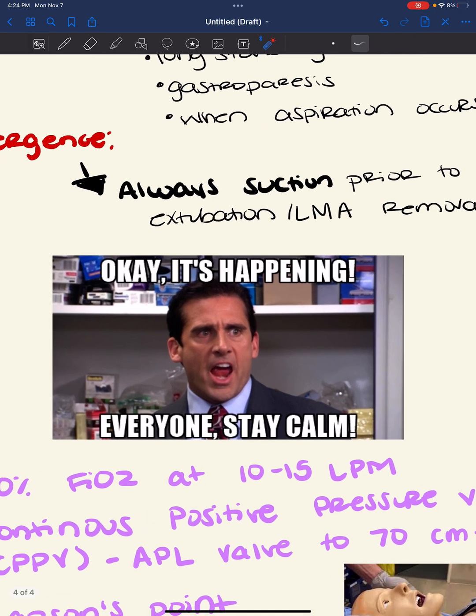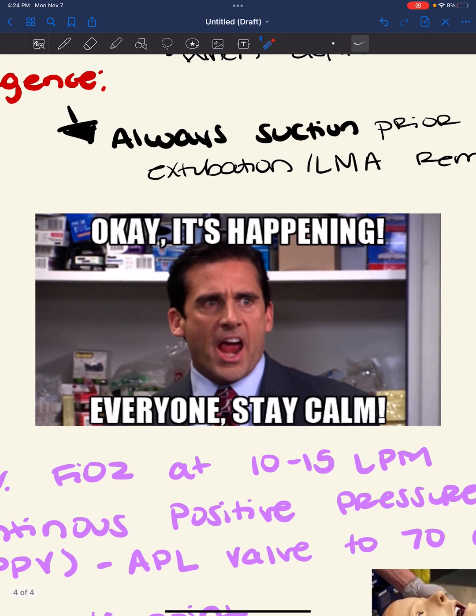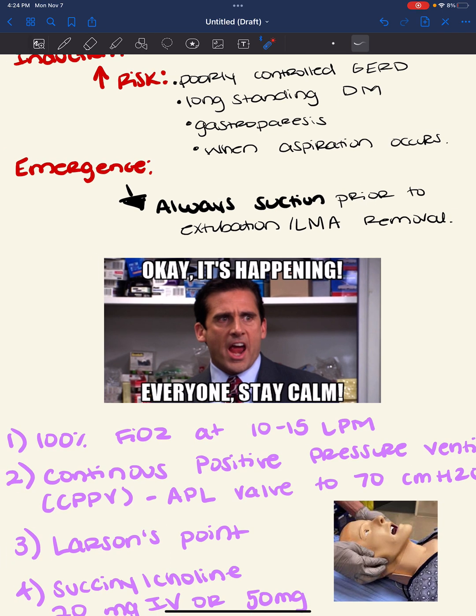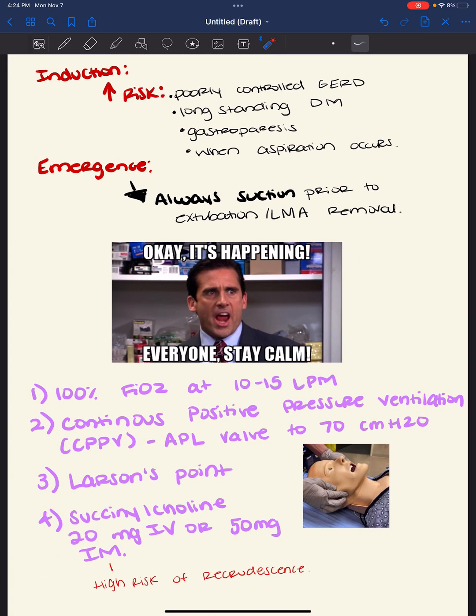Okay, so here's Michael Scott, and his patient's having laryngeal spasm, and he's wondering what he is going to do next. The first thing to do is, remember, for laryngeal spasm your patient's going to be desatting. So first thing to do is 100% FiO2 at 10 to 15 liters per minute. Second thing you're going to do is give your patient continuous positive pressure ventilation. You're going to set the APL valve to 70. Just remember that you want to give sustained positive pressure for at least 20 to 30 seconds, and you might even need a second person to help you do mask ventilation if necessary.